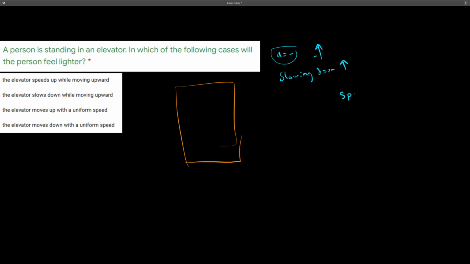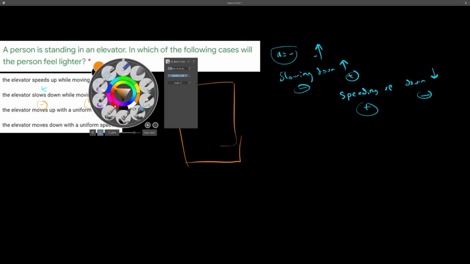And the second case is when you're speeding up downwards. So speeding up is positive and downwards is negative. Slowing down is negative, speeding up is positive. Slowing down is negative and upwards is positive. So the elevator speeds up while moving upwards. So positive and positive, it's going to be wrong. So the elevator slows down while moving upwards. So slowing down is negative and moving upwards is positive. So that could be an answer.